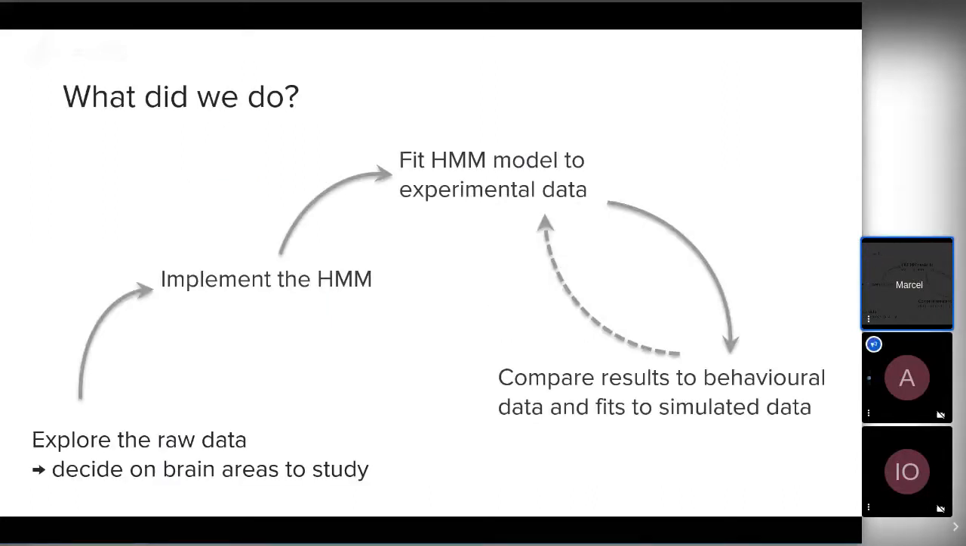When starting, we explored the raw data and decided to study the secondary motor cortex and the primary visual cortex. This way, we can correlate neural activity to visual discrimination tasks and some behaviors like locomotion, which have been proven in earlier studies to have an effect in earlier visual areas. Later, we worked on implementing the hidden Markov model and fitting it to the experimental data. By comparing the states found by the hidden Markov model to the behavioral data, we were able to verify the implementation.